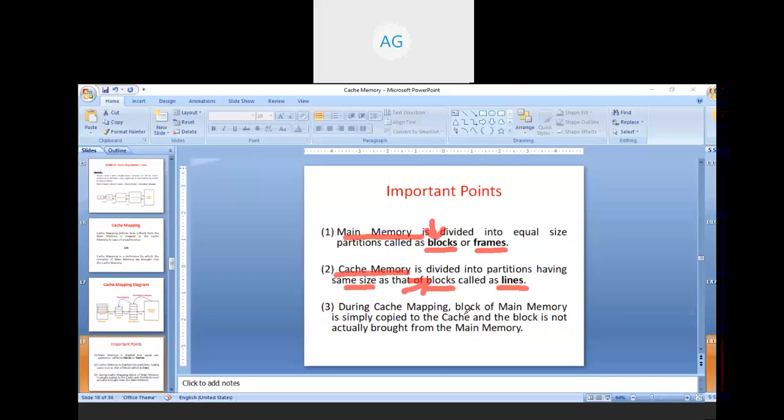During cache mapping, a block of main memory is simply copied to the cache and the block is not actually brought from the main memory. So basically a copy is created and that copy is transferred from the main memory to the cache memory. We need to copy it, not move that word into the cache memory. After copying, both the main memory and the cache memory contain that word. These points need to be remembered while discussing cache mapping. So moving to the next slide.